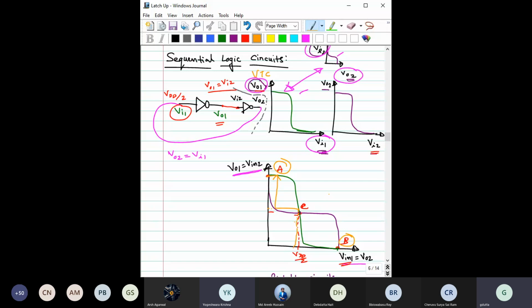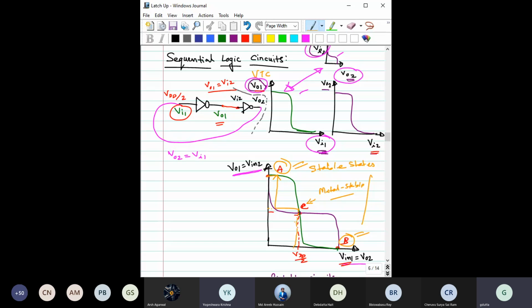Are you getting my point? It should be either A or B. So these two are called the stable states. This one is the metastable. It's possible theoretically, but due to some noise, eventually we will either end up going with point A or with point B.